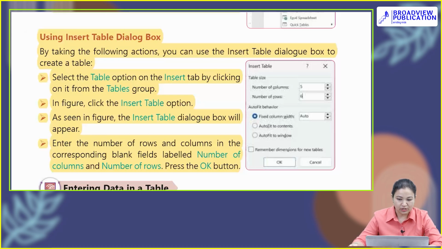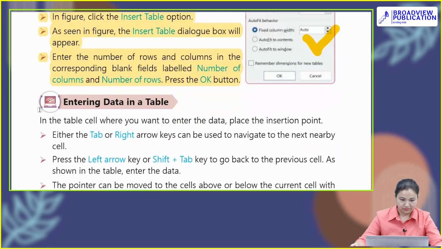Like you can see, you can mention the number of columns and number of rows so that you can insert the particular number of rows and columns. So for that you have to select the table option on the insert tab. Then you have to click the insert table option. Then the insert table dialog box will appear in front of you, and you have to enter the number of rows and number of columns in the corresponding blanks. And after mentioning the numbers, you will click on the OK button.